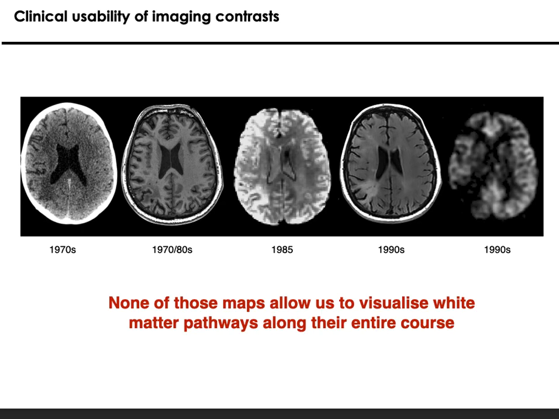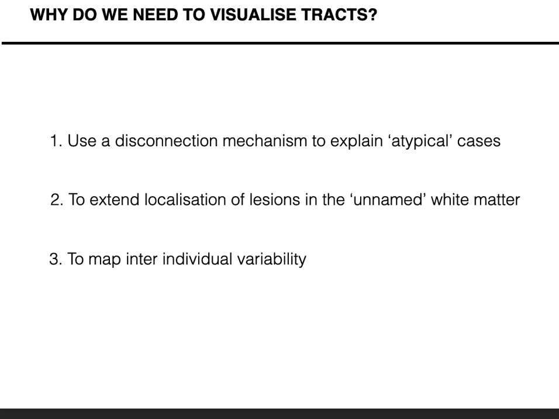So coming back to our different contrasts available from clinical imaging, they are all great because they can show the presence of a lesion. However, they are all limited in terms of visualizing the individual white matter pathways. And the question is, why are we interested in visualizing individual tracts? Why do we need to know which particular tract is affected by a lesion?